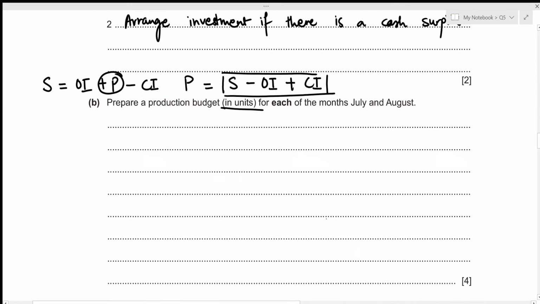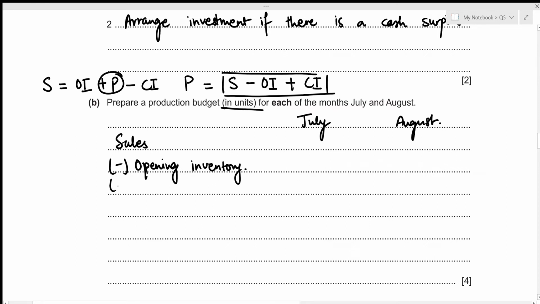Let's write it down. So we are preparing the production budget for each of the months of July and August. That's July and August. And the items to be included in this production budget is the sales units minus our opening inventory units and plus our closing inventory units. And this will give the total budgeted production for the months July and August.